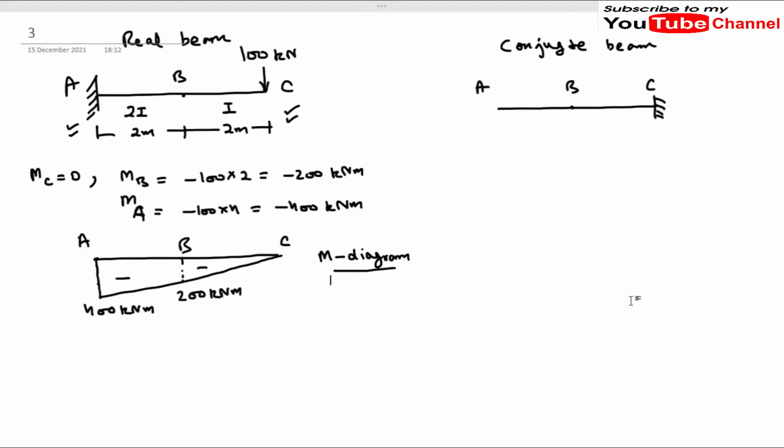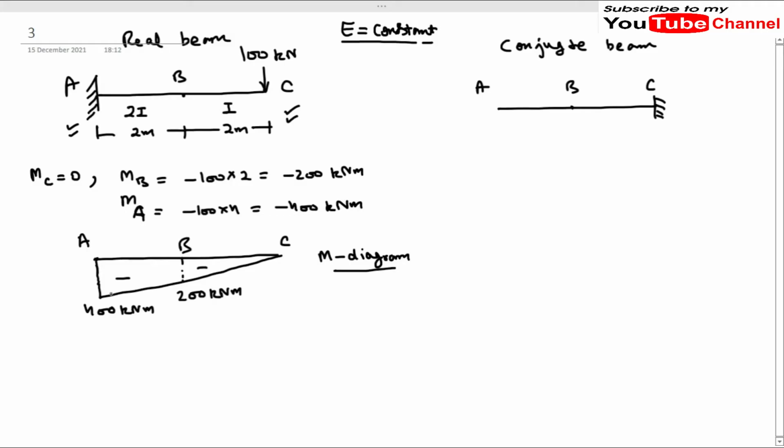Now we have to convert this M diagram to the M by EI diagram. What will we do? We will divide this M diagram by the value of EI for each segment of the beam. We are assuming that the value of E is constant, not I, because I is varying. So the only variable is I. For segment AB, the value of I is 2I.